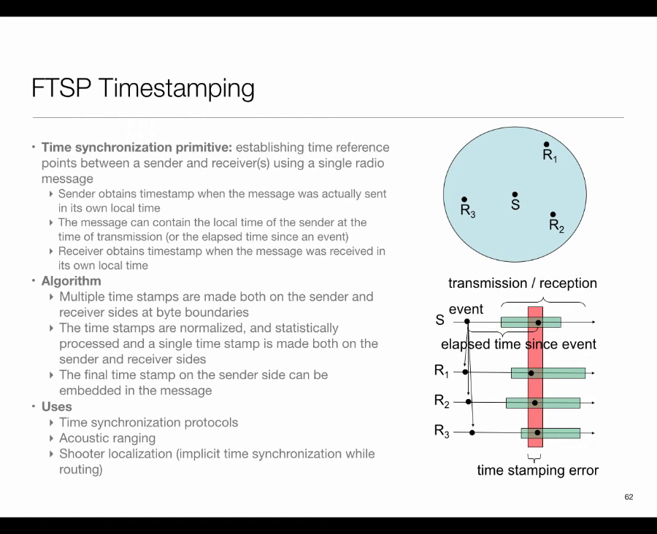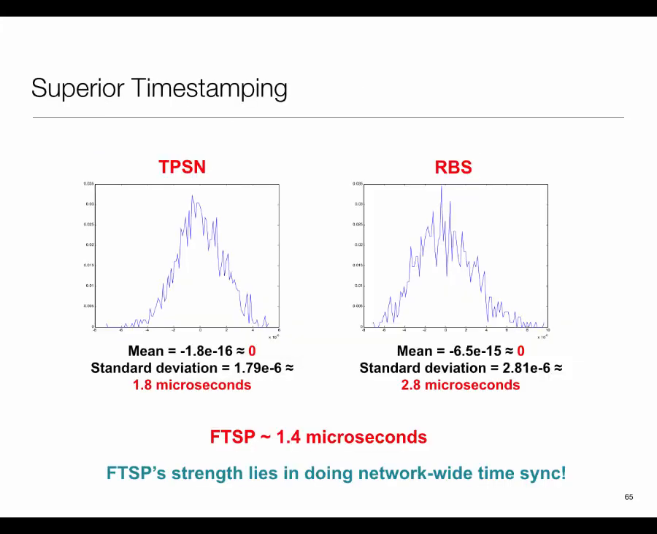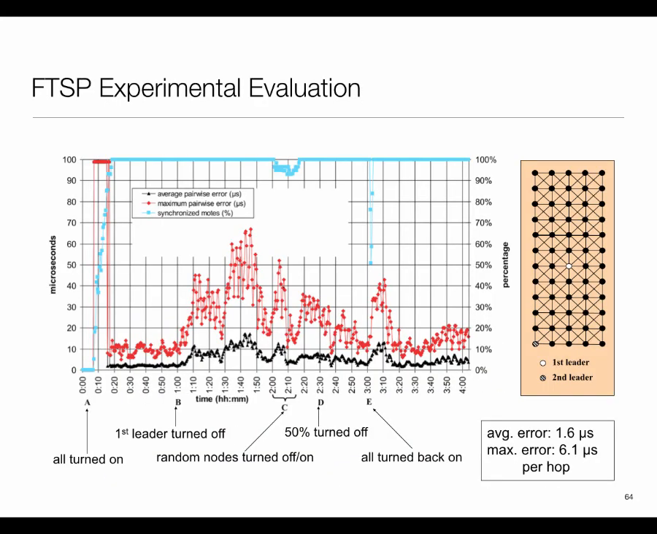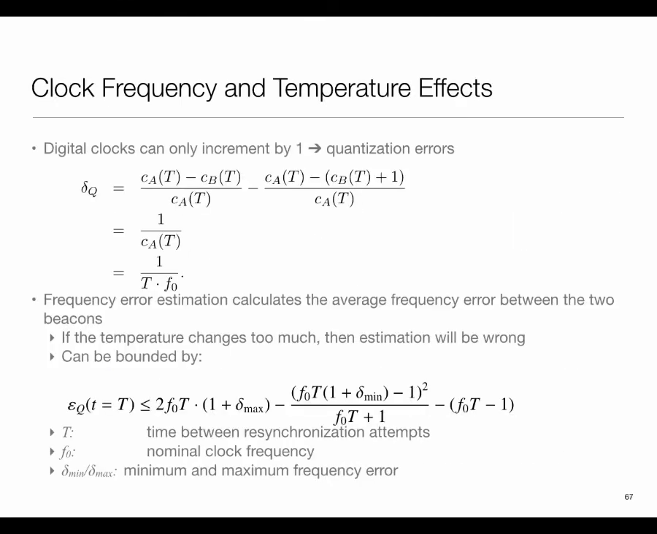So FTSP is a pretty old protocol, but it did its job very well, and was very influential. The only situation where it fails is when you are doing underwater type things, because this is a one-way protocol and the uncertainty in propagation delays kills it in certain settings. Okay, so this is just some experimentation results. I'm going to skip over them.